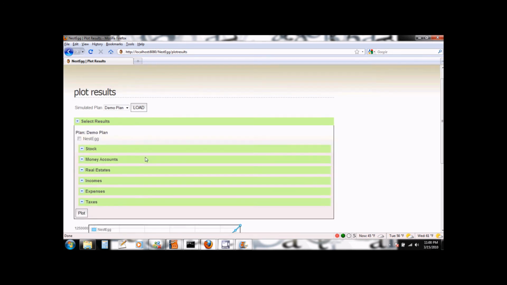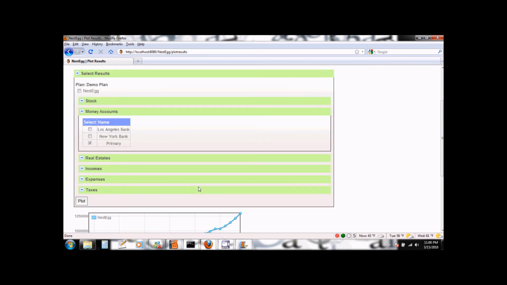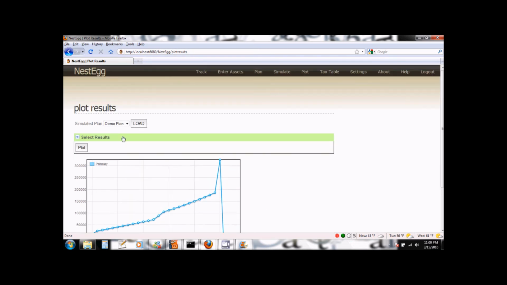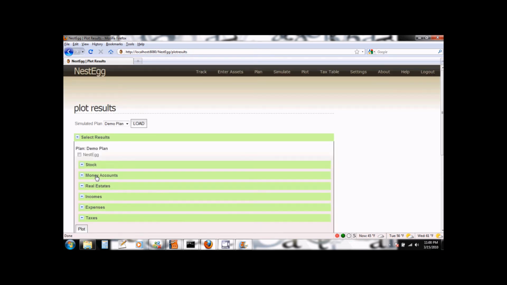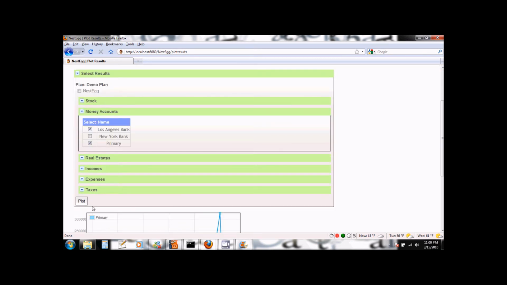Next, let us look at our primary checking account to see what happened, and we click on plot, and we see that at some point all of a sudden it went down to 0. So what really happened? Let us look at how much money we now have in the Los Angeles bank, because we transferred money to the Los Angeles bank, and we click on plot.